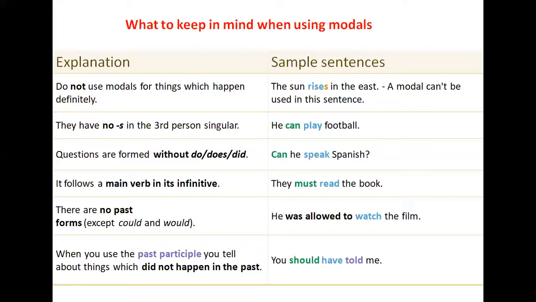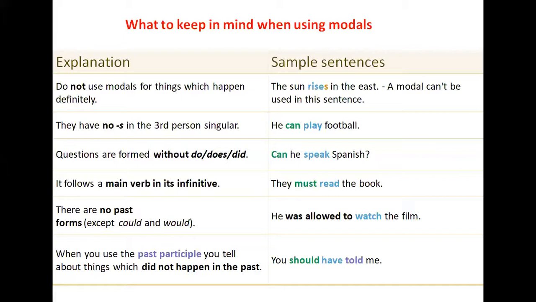Simple. It follows a main verb in its infinitive. Infinitive here stands for first form of the verb. Means the main verb will be written in the first form only after using a modal verb. Modal verb is always followed by first form of the verb. Just as an example, they must read the book. There are no past forms except could and would, just as can, could, will, would, may, or might.